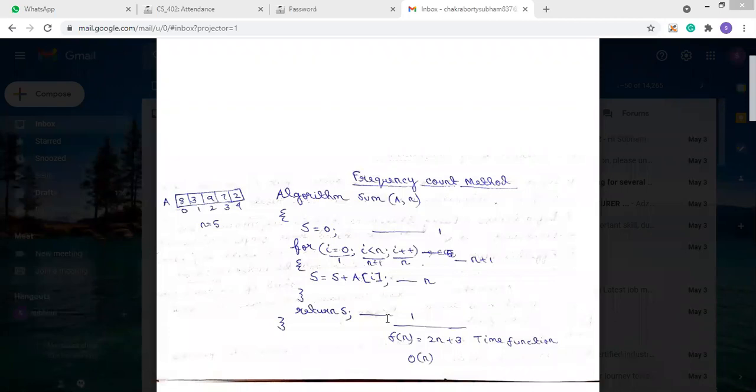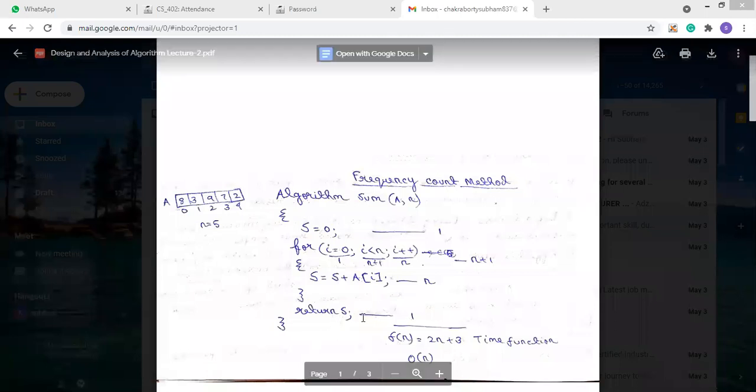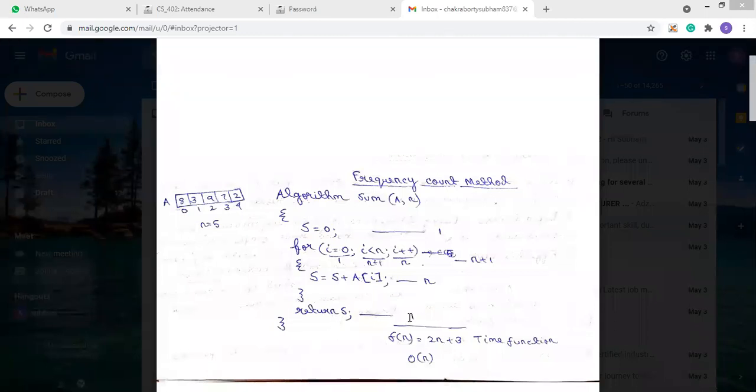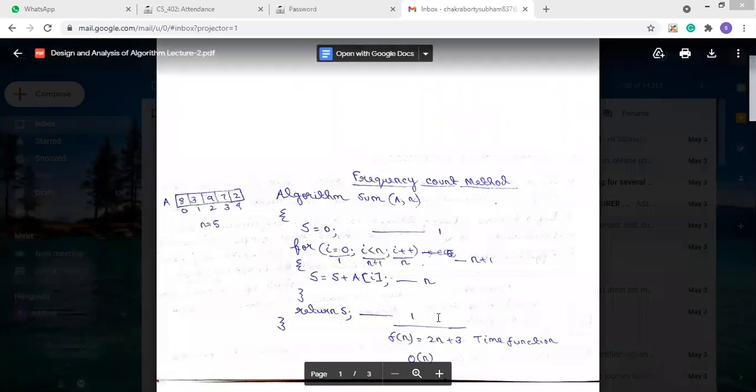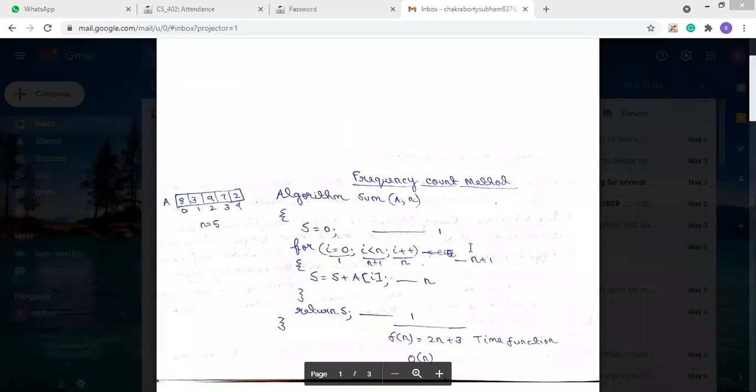So that's why the loop value is n plus 1, and the statement present inside the loop is n. And return s is a simple statement, so that's why it is executed once. We say that 1 unit of time is required. So our total time function will be f(n) equal to 1 plus 1, 2, n plus n, 2n plus 3. This is the time function.